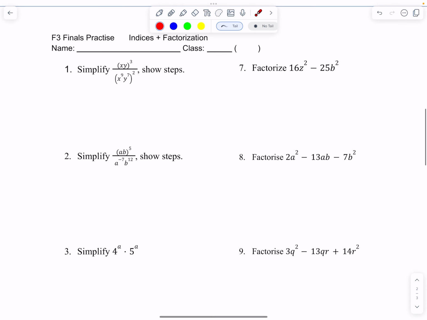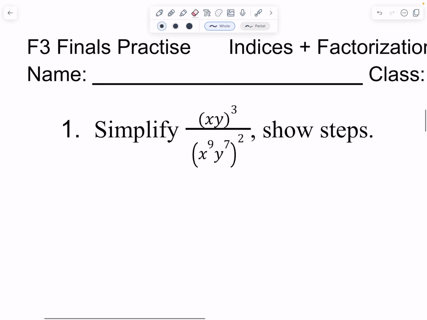Of course, let's go. Factorization actually includes the identity questions as well, but I did not include much here. But for indices, it's not really that much. So let's start with this question first.